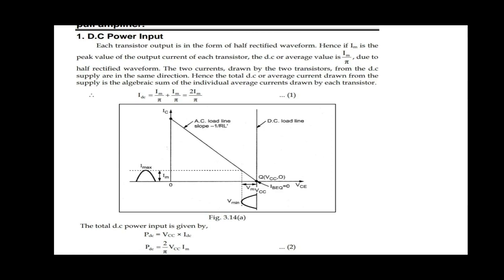The two currents drawn by the two transistors from the DC supply are in the same direction. Hence the total DC or average current drawn from the supply is the sum of the individual average currents drawn by each transistor: Im by π plus Im by π, that is 2 Im by π.